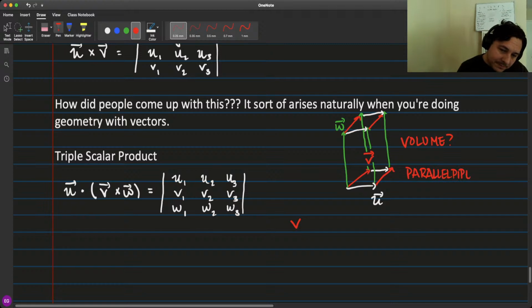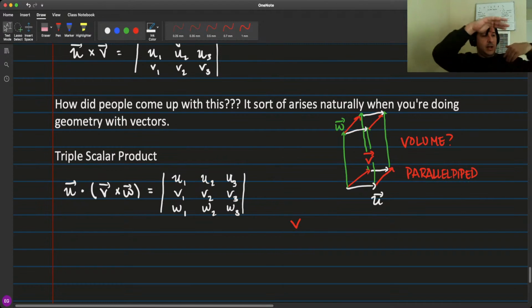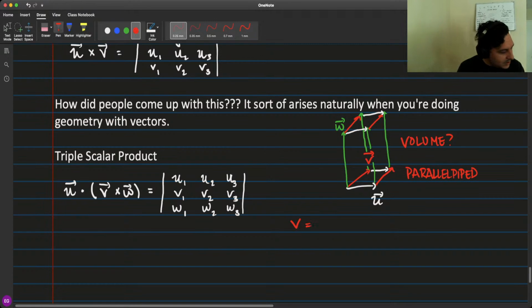Parallelepiped. A parallelepiped is what you get when you take three vectors and draw parallel copies of them to make this boxy thing. The volume of this box is equal to the absolute value of the scalar triple product.